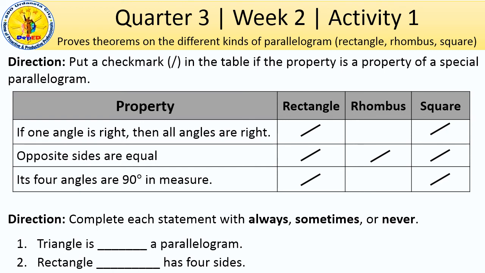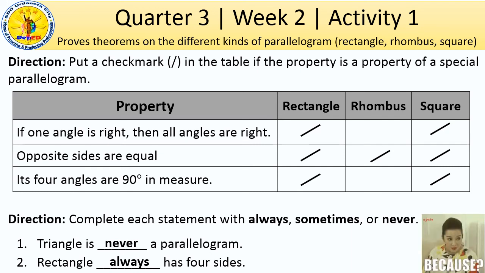Next part, complete each statement with always, sometimes, or never. Triangle is always, sometimes, or never, a parallelogram. Tama. Never na never. Because never magiging four sides ang triangle. Next, rectangle blank has four sides. The answer is always. Tama. Because laging apat ang sides nito.